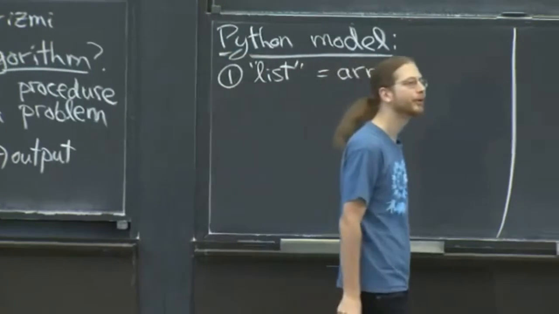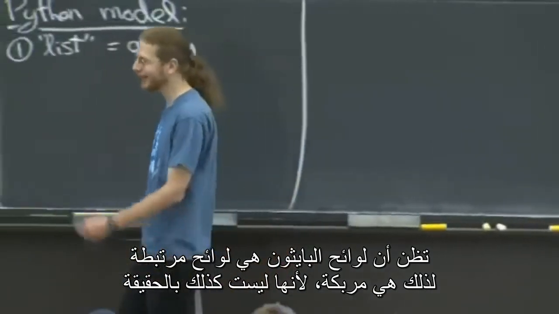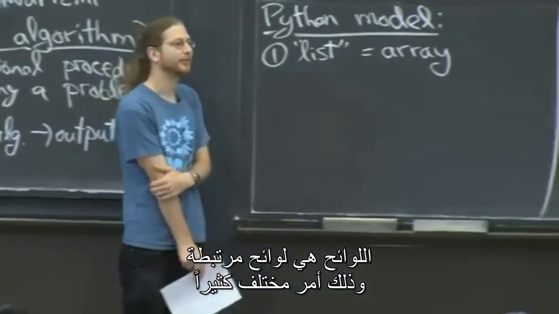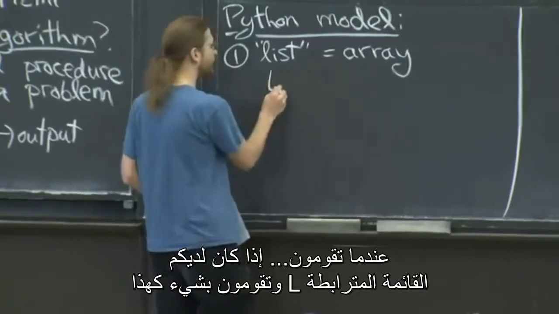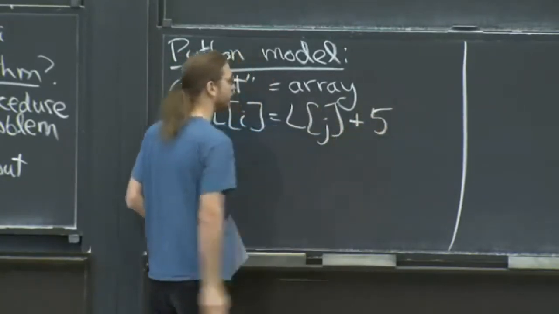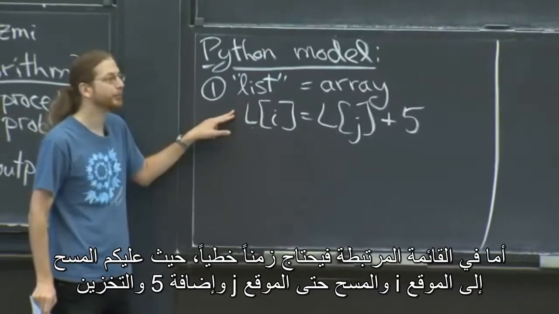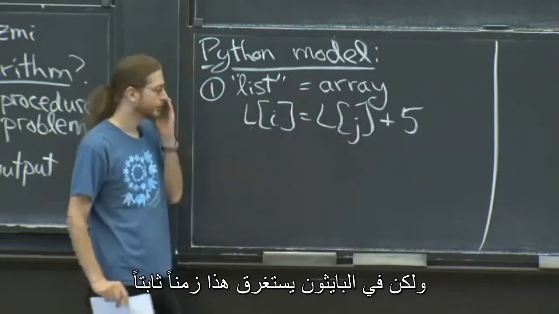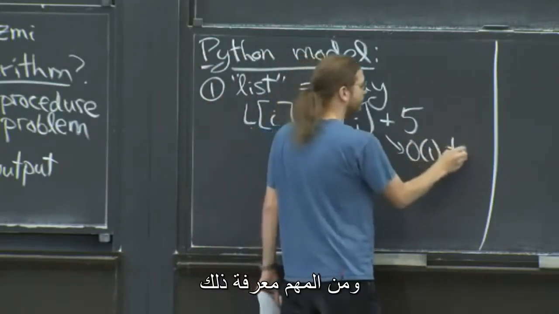Question? You thought Python lists were linked lists. That's why it's so confusing. In fact, they are not. In, say, Scheme, back in the days when we taught Scheme, lists are linked lists. And it's very different. So when you do, I'll give an operation here, you have a list L, and you do something like this. L is a list object. This takes constant time. In a linked list, it would take linear time because you've got to scan to position i, scan to position j, add 5, and store. But conveniently in Python, this takes constant time.